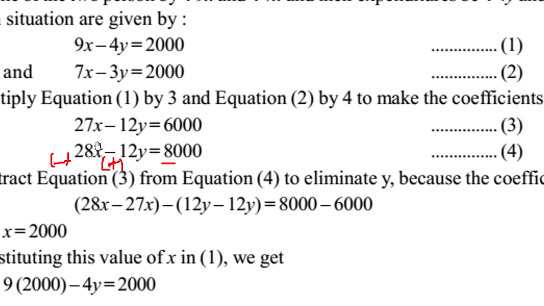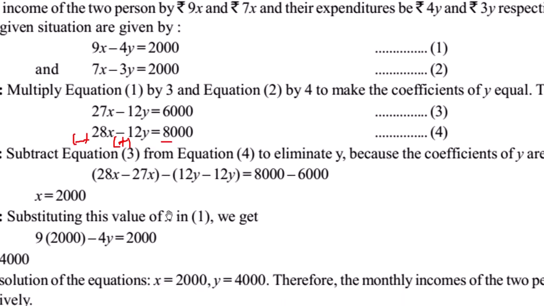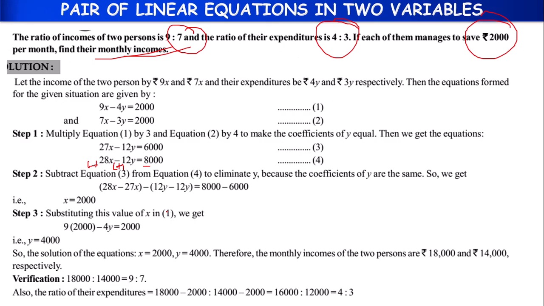In the fourth equation, the coefficient of x is more. So let's do 4 minus 3. Fourth equation minus third equation. Let's subtract all the terms. 28x minus 27x minus 12y minus 12y equals 8,000 minus 6,000. So here plus will come, children. Minus of minus, plus will come here.